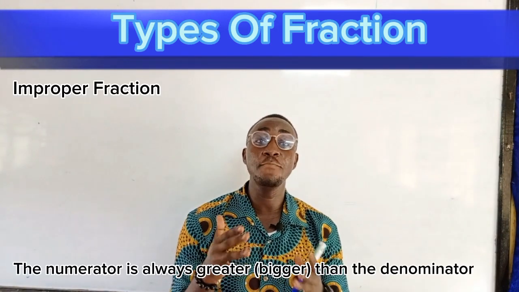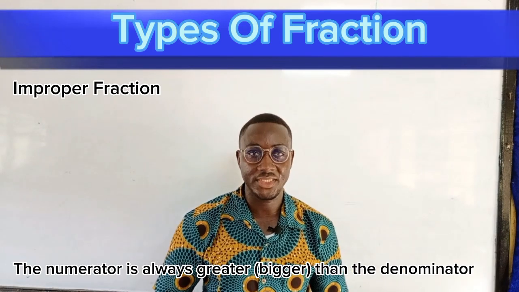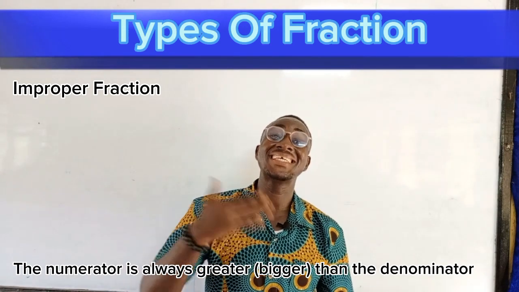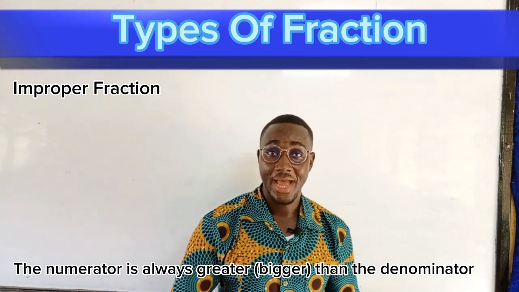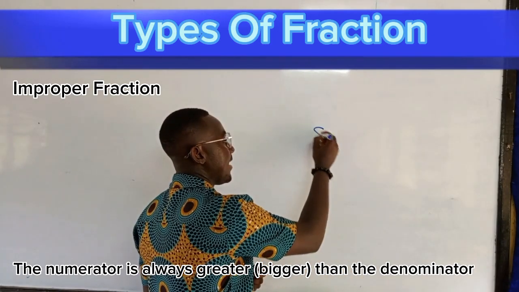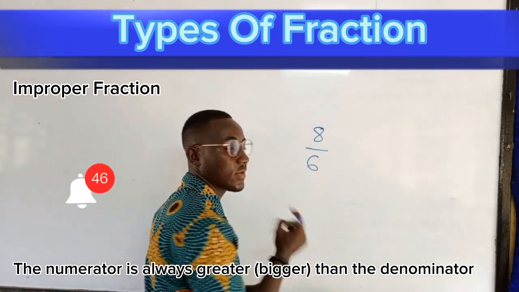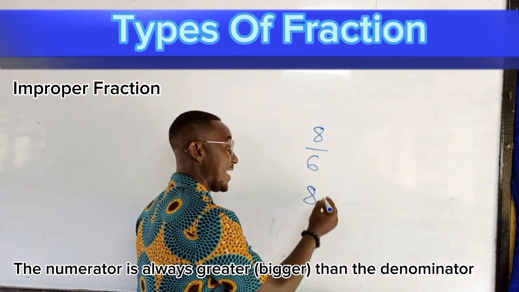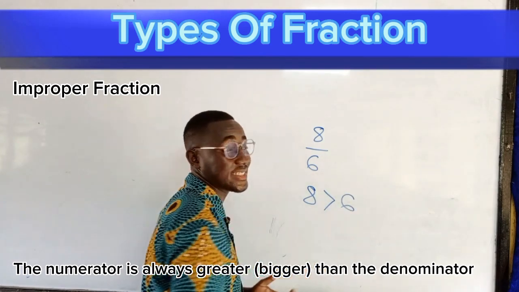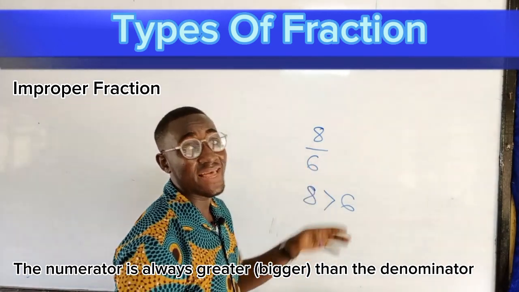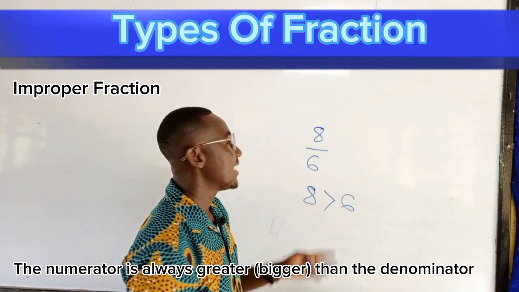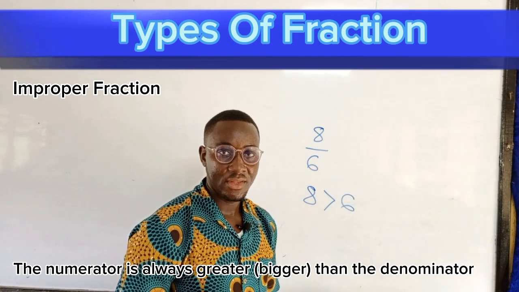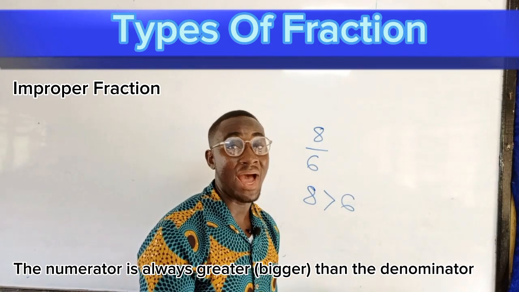Now let's look at improper fraction. What is an improper fraction? An improper fraction is a fraction where the numerator is greater than the denominator. An example is 8 over 6. When you look at 8 over 6, you realize that the 8 over here is greater than the 6. In other words, the 8 is a bigger number than the 6. This makes 8 over 6 an improper fraction.